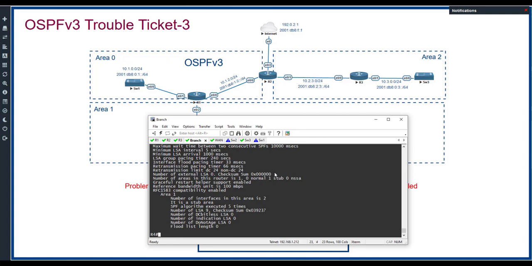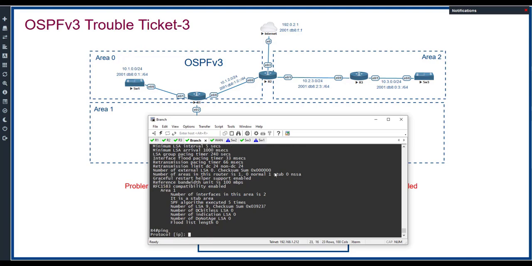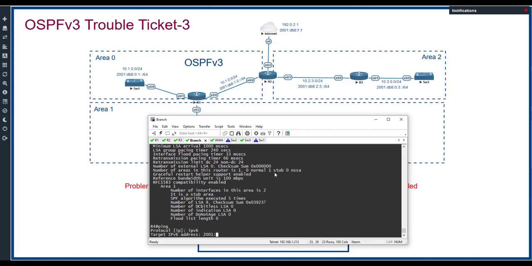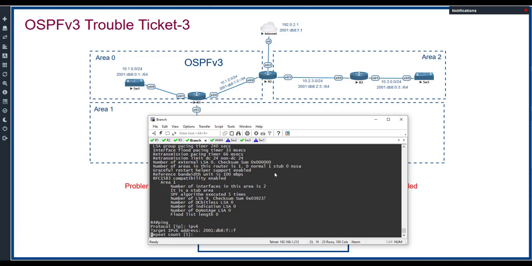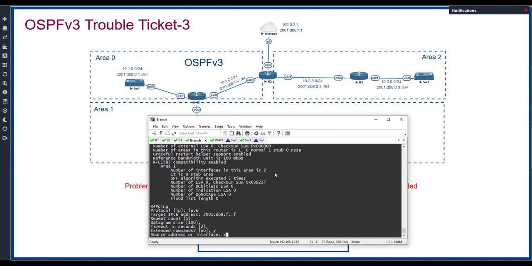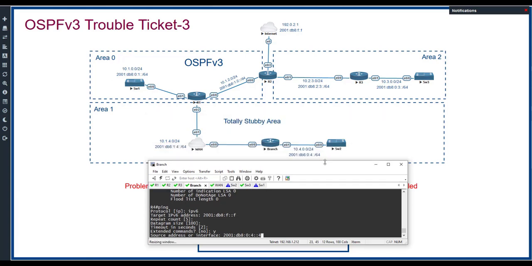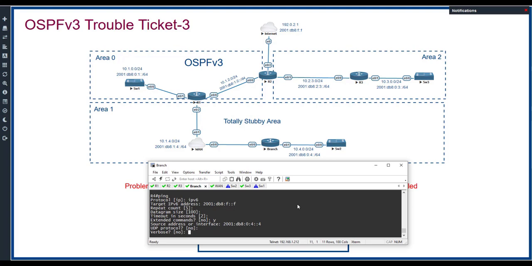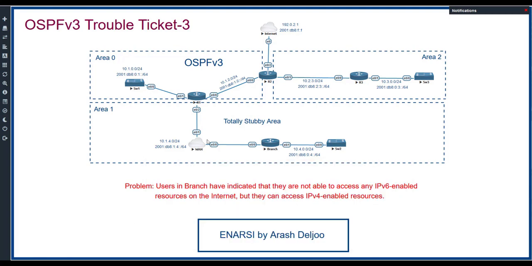After that, from the branch router, now we can send traffic to the internet. Ping 2001:db8:f:f. And then, if you want, you can use ping IPv6 2001:db8:f:f, then repeat count, datagram size, timeout, extended command yes. Source IP is 2001:db8:4:4. This is the IP address of the Ethernet 0/1 of the branch router. As you can see, we have connectivity. This means that the problem was related to the missing default-information originate on the address family IPv6 unicast.